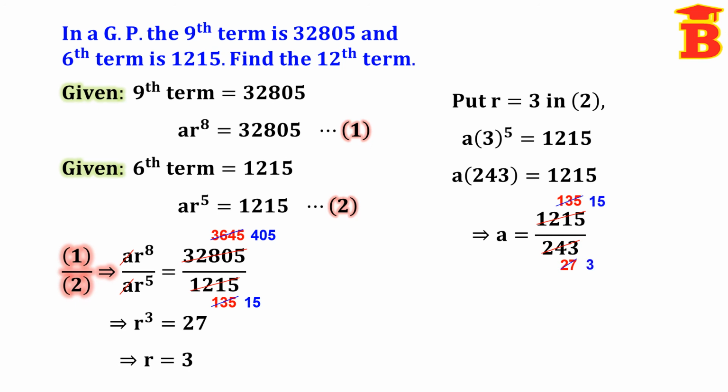Again we cancel by 9. We get 15 divided by 3. 15 by 3 is 5. Therefore a value is 5.